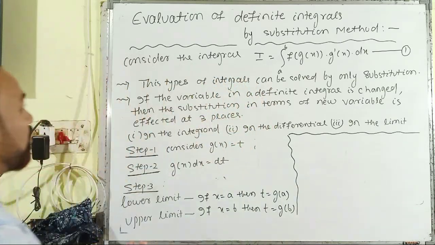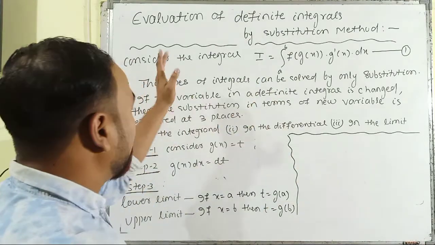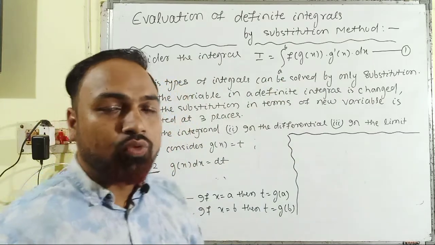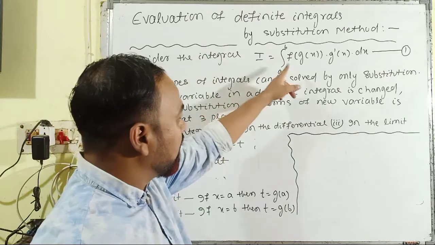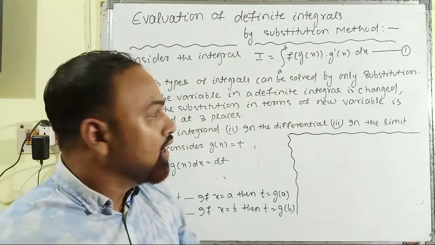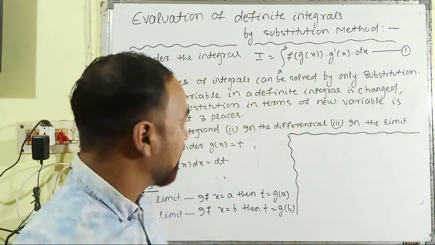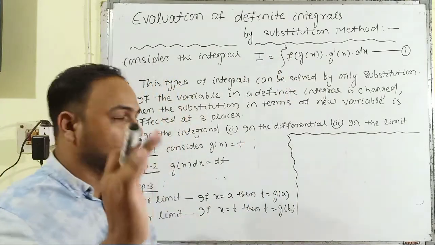So here it is the evaluation of definite integrals by the substitution method. Consider the integral. I have taken a definite integral here, in which case we can use the method of substitution. The function is like this, f of g of x, that means a function of a function, and here it is the differential of g of x, that means g dash x dx. This type of integral can be solved only by the substitution method.